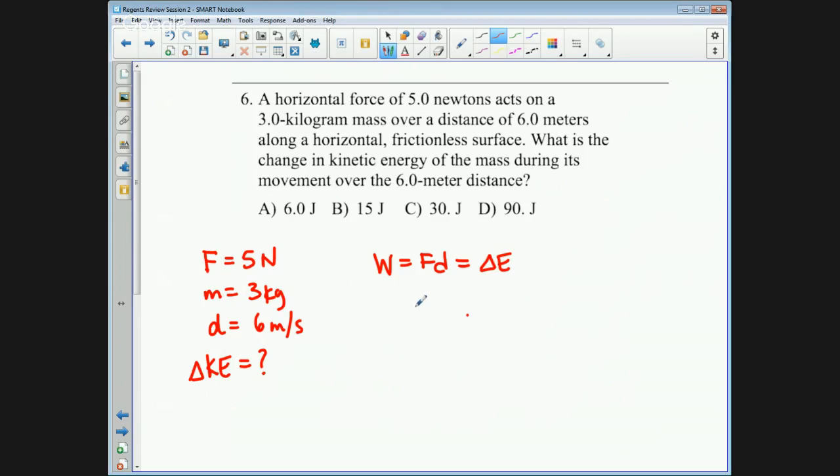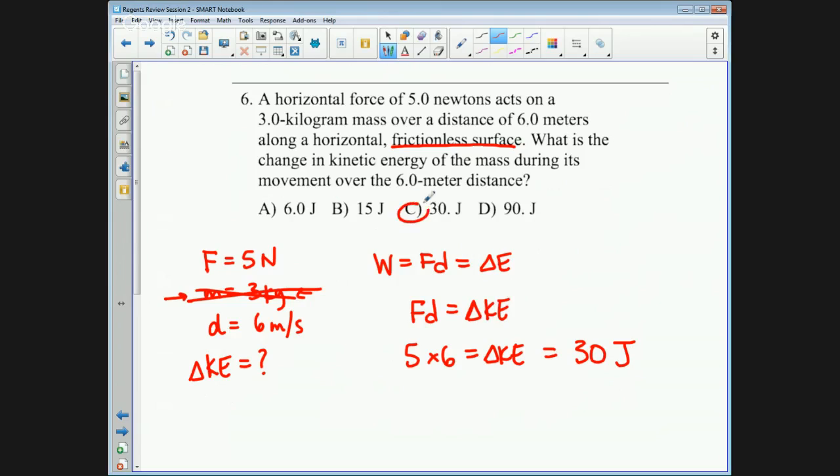This formula is actually going to be Fd equals change in energy. The only form of energy here is kinetic. Since it's a frictionless surface, it's kinetic energy only. So this is change in kinetic energy. So this mass right here is unnecessary, not needed. So we're going to do 5 times 6 equals our change in kinetic energy. And this equals 30 joules, which is choice C.